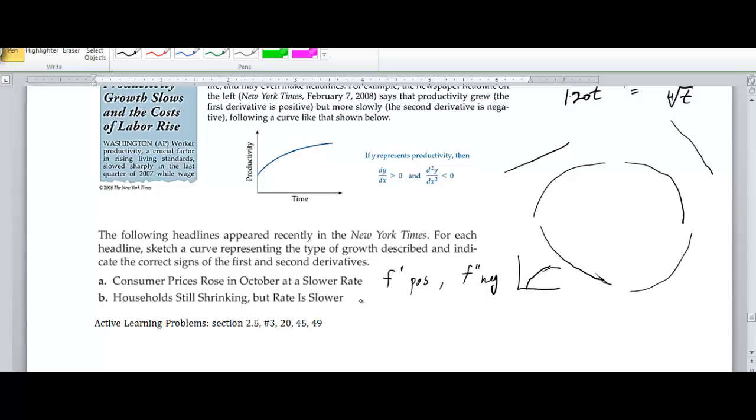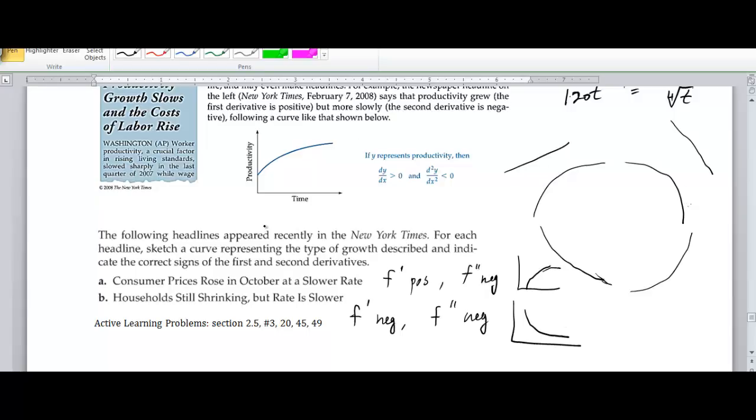Households still shrinking, but the rate is slower. So that means the first derivative is negative, and the rate is slower. That means the second derivative is positive. Okay. So that means it's shrinking, so the first derivative is negative, it has to be going down. So this goes down, this goes down. But the rate is slower, so if it's slower, it looks like this. Okay. If it was faster, then it would look like this one.